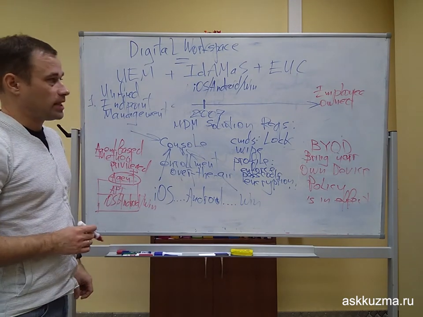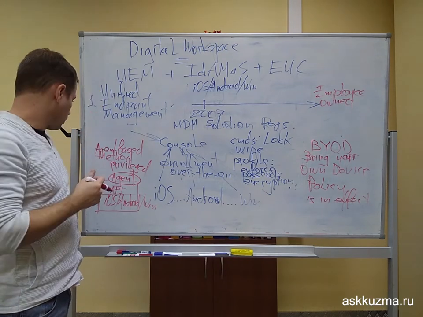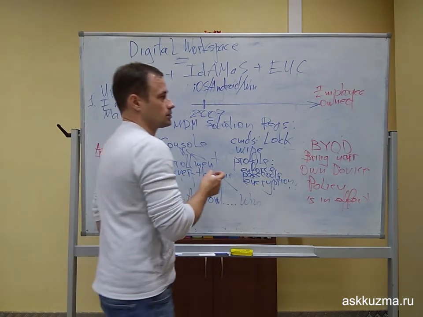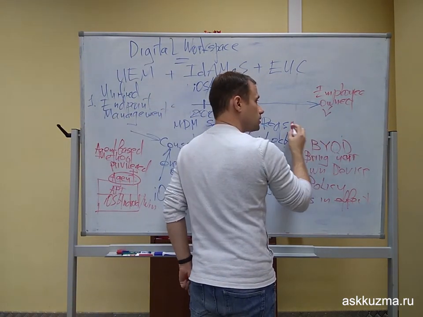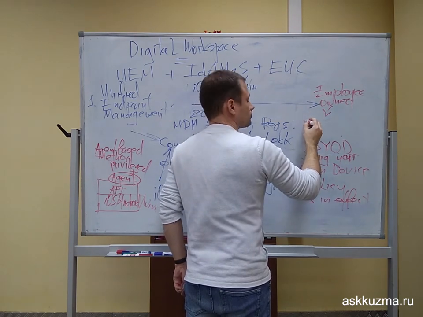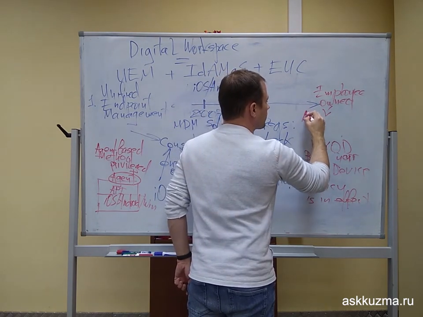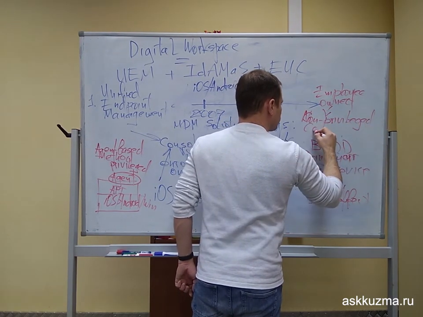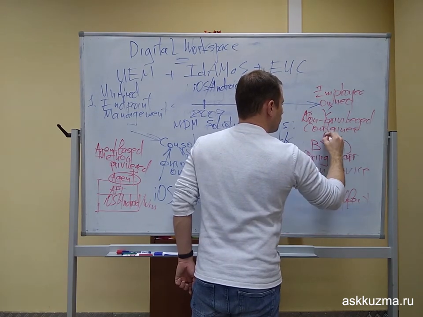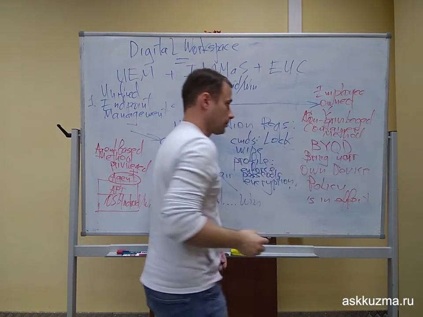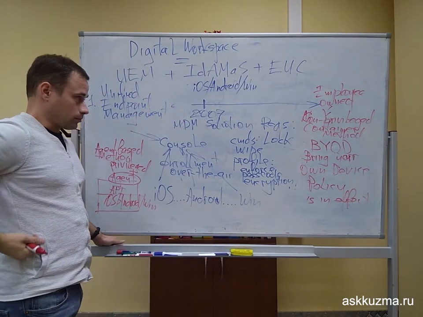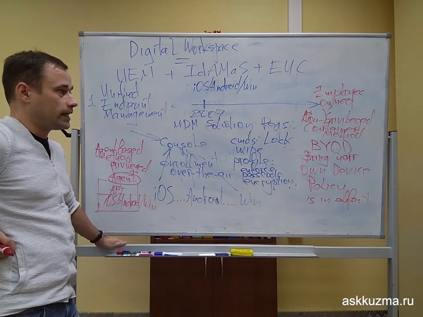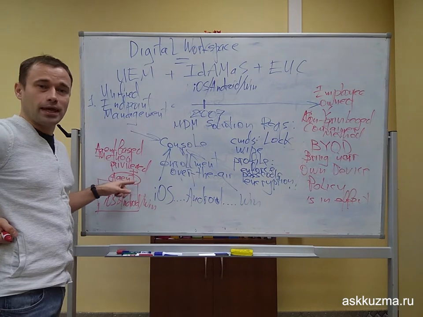Right? So basically, there's an alternative method to enroll employee-owned devices. This method is called the non-privileged container method. Usually the container is like an agent, but an agent with no privileges.